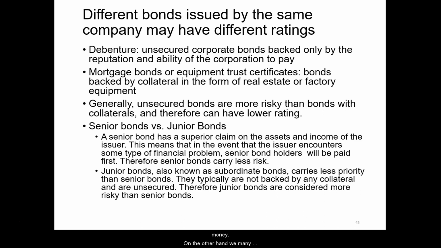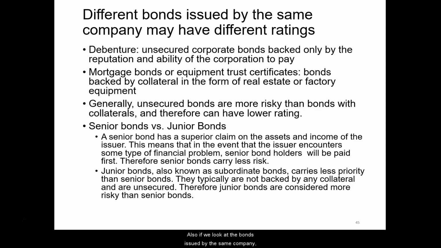On the other hand, we may have mortgage bonds, or what we call equipment trust certificates. Those are bonds secured, or say backed up by collaterals, usually in the form of, say, some buildings or some equipment that the company has. So if something bad happens, the company actually can sell the building or the equipment to come up with cash and pay for the bonds. Generally, unsecured bonds are more risky than bonds with collaterals. So the unsecured bonds will have a lower rating compared to the secured bonds issued by the same company.